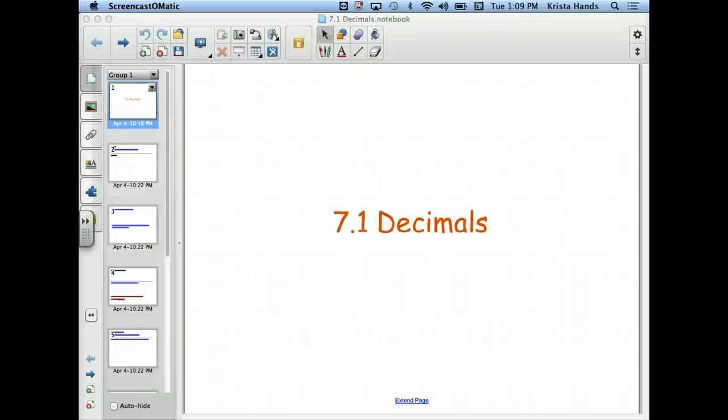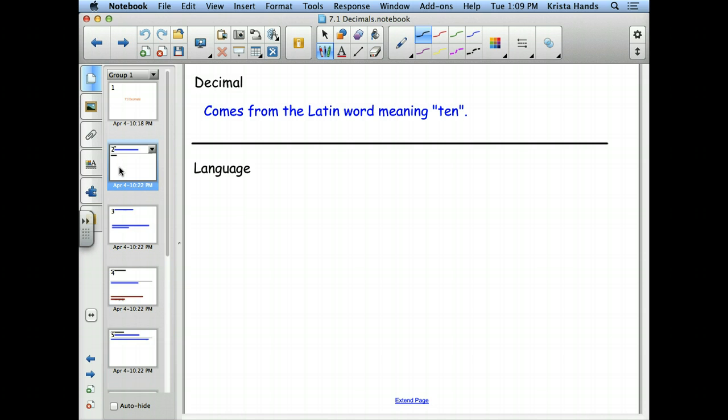Today we're going to take a look at section 7.1, which is going to begin our discussion of decimals in chapter 7. And as we start with this section, the first thing I want to take a look at with you is what the word decimal actually means. Decimal comes from the Latin word meaning 10. So when we talk about us having a base 10 system, that's why we use the word decimal, okay?